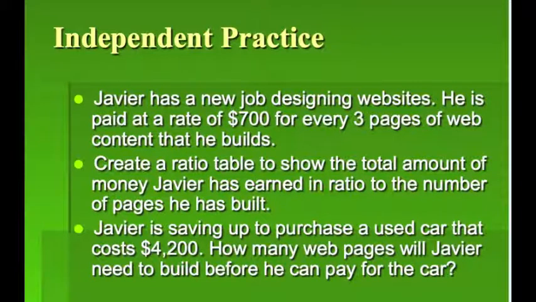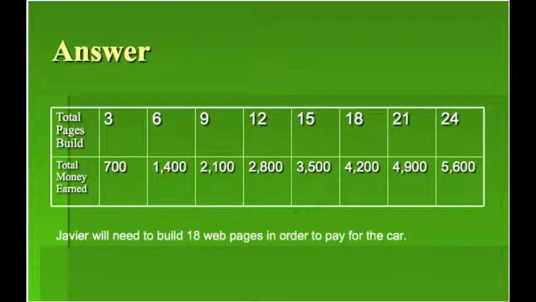Now for the next one, do an independent practice. Read the following problem and try to make your own table with the information given and answer the bottom question. The answer would be, Javier will need to build 18 web pages in order to pay for his car.